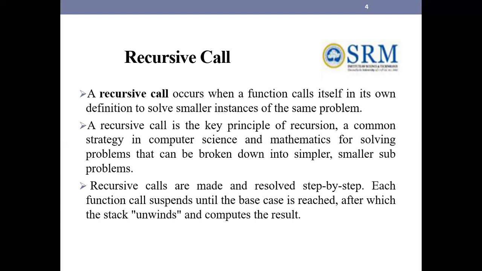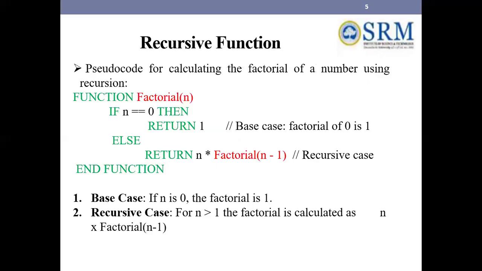So for every function call, all the information is stored in a data section called stack. Once it reaches the base case, again it rewinds. It substitutes the value of the current call into the previous till we get the final result. That is the use of recursive call. And a recursive function is a pseudocode for calculating the factorial of a number using recursion.